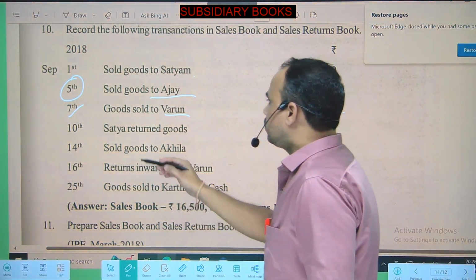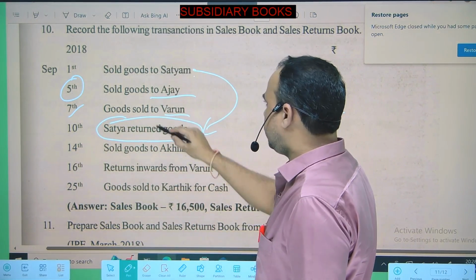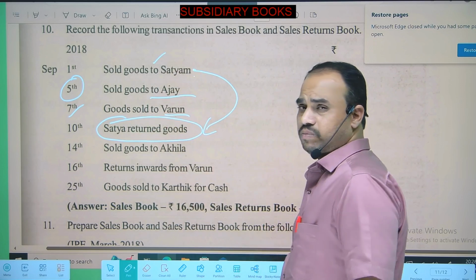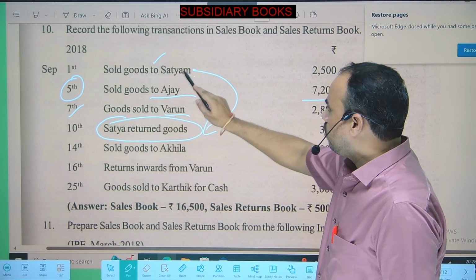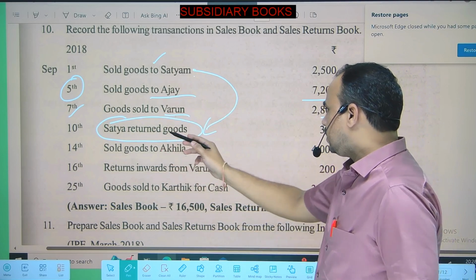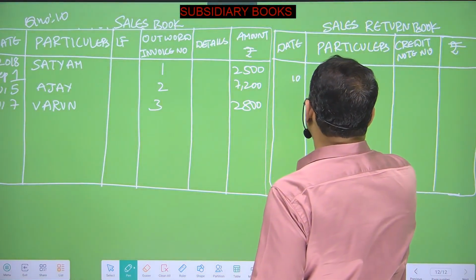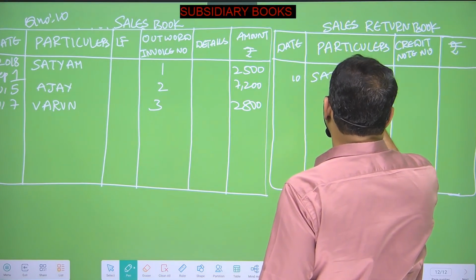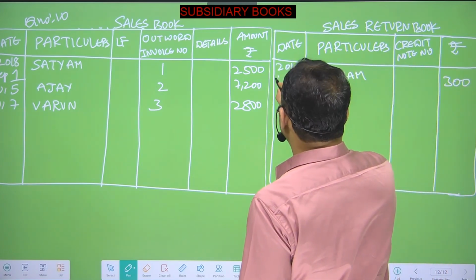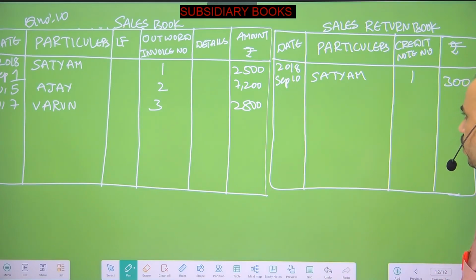Next one. Satyam returned goods. With Satyam name what happened previously? We sold. Now Satyam returned means this is sales return book. Previously with Satyam name we sold goods. Now return means sales return book, we have to write date 10, Satyam, 300. So date 10, name Satyam, amount 300, and what is the date beta? 2018 September 10th. Credit note number 1. Any number is not given in the question, so we have to write 1.